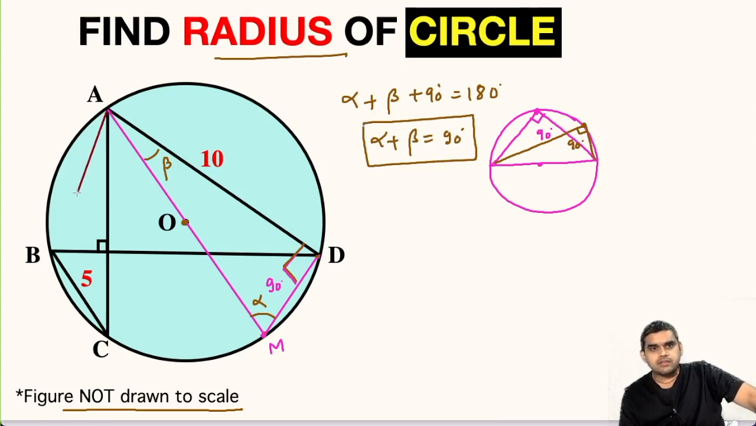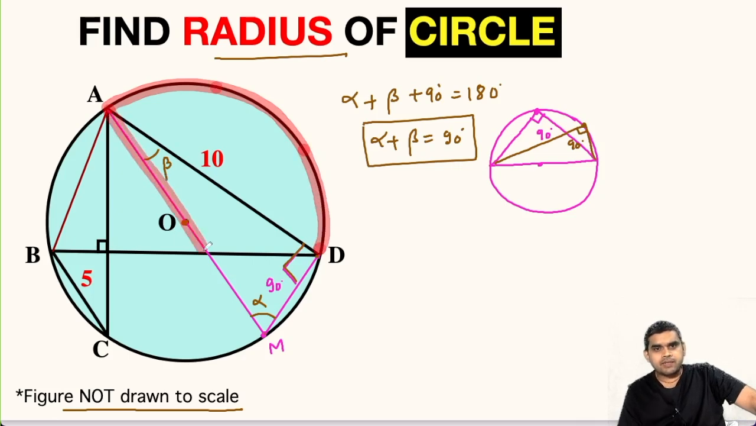Now let us join points A and B. Now focus on this arc AD. This arc AD is subtending angle alpha here. Likewise, this arc is subtending this angle also. So this angle will also be equal to alpha. Now if we see this triangle, this is a right angle triangle. One angle is 90 degree, the other one is alpha. So this will be 90 minus alpha.